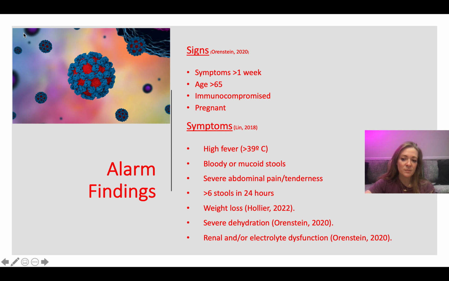Other alarm signs and symptoms include those representing severe dehydration, which will be discussed on the next slide, symptoms that last greater than 1 week, patients who are above the age of 65, who are immunocompromised, and those who are pregnant. In addition, a diagnosis of viral gastroenteritis will be void of an alternative diagnosis suggested through subjective data collection like travel history, occupational exposure, sexual practices, or antibiotic use.